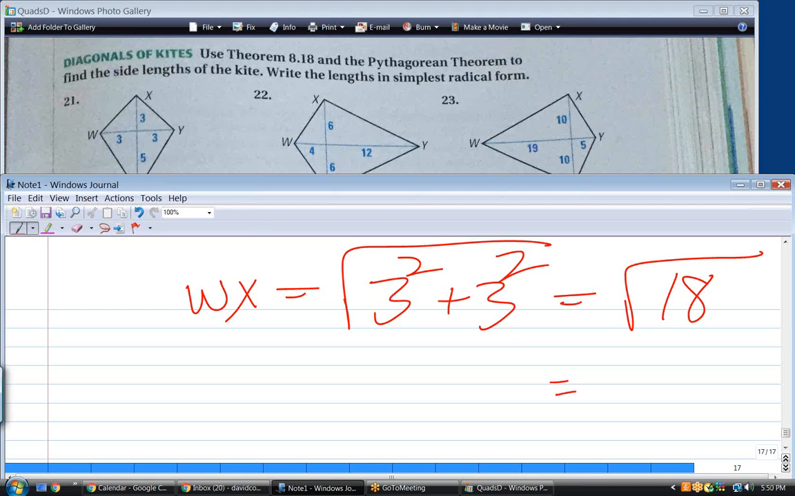Simplify that. Let's review algebra. Well, you can't simplify, you've got to factor it. Can you factor 18 such that one of the factors is a perfect square number? That's the trick. Yeah, 9. So it's the square root of 9 times the square root of what? 2. What's the square root of 9? 3. So the answer is 3 root 2. That's what the square root of 18 is, and that's the dimension of that.